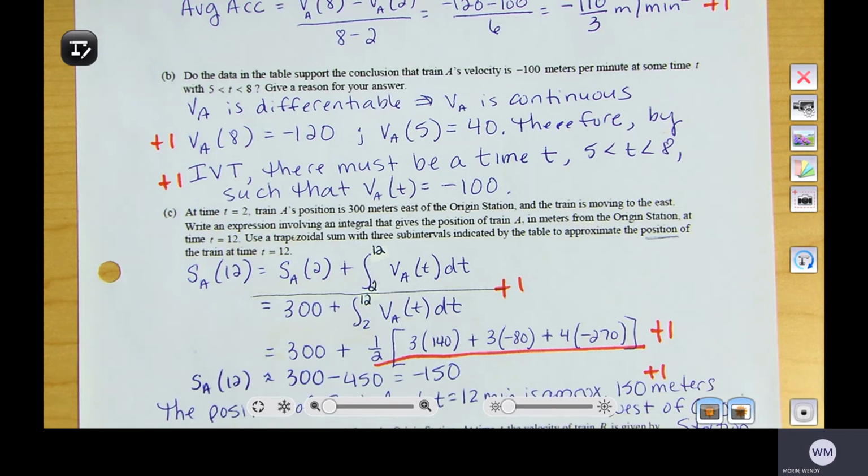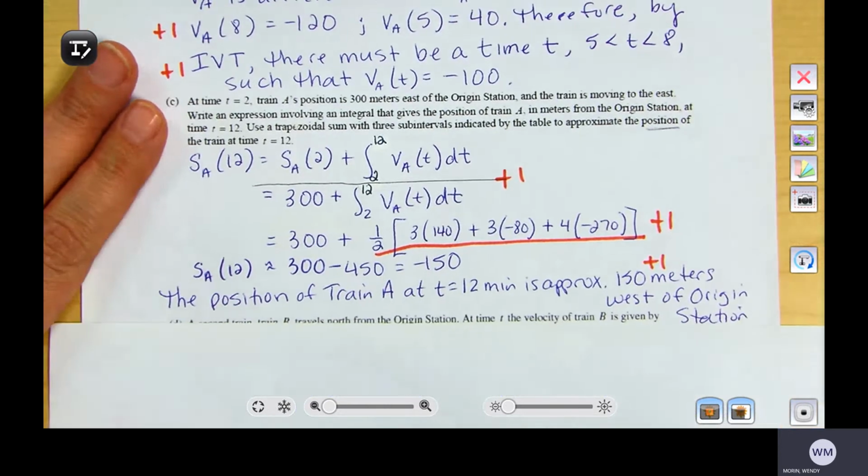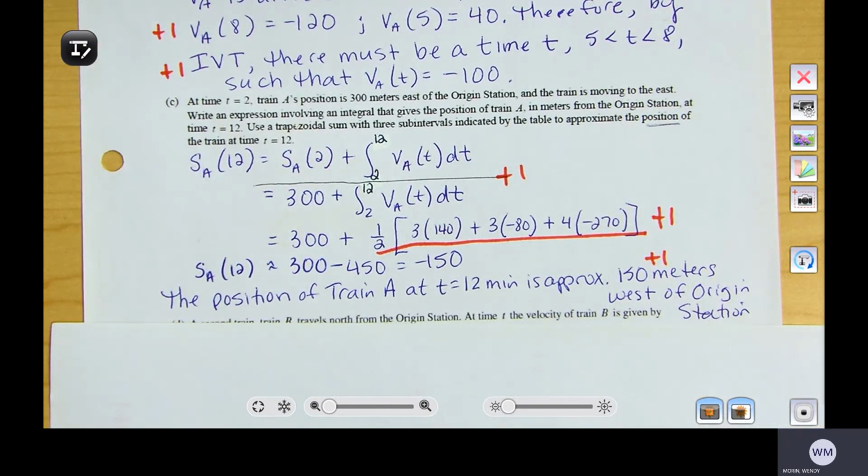Okay? So again, now you know to look for that, because that's the second time we had a problem where we had to use our initial condition, and we're using, again, the net change theorem. So now you know to look for it.